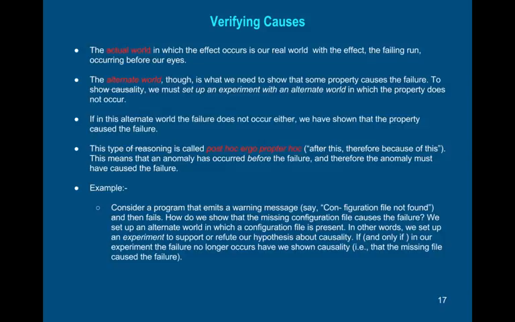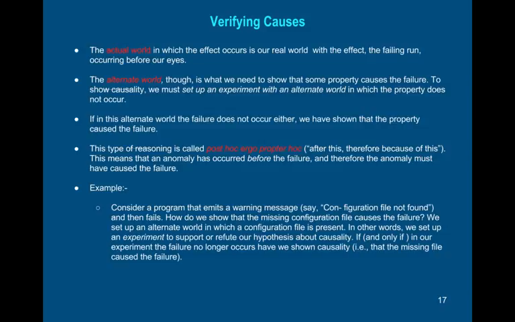If in this alternative world the failure does not occur either, we have shown that the property caused the failure. This type of reasoning is called post hoc ergo propter hoc, which means after this, therefore because of this. This means that an anomaly has occurred before the failure, and therefore the anomaly must have caused the failure. As an example for this method, consider a program that emits a warning message, say, configuration file not found, and then fails.